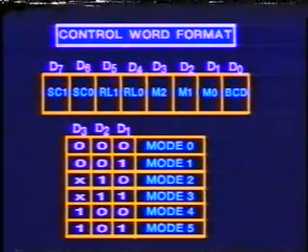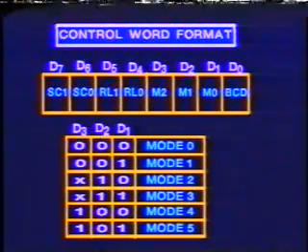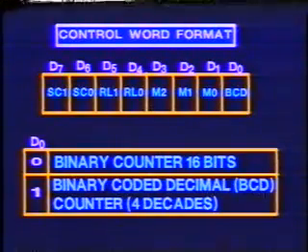The 3 bits represent the binary value of the mode that is to be selected. The counters may be made to count in binary or BCD format. The D0 bit selects this. The 8253 features 6 modes of operation.